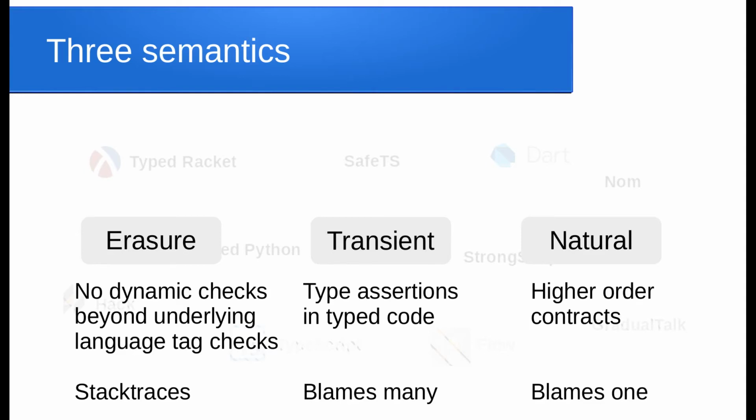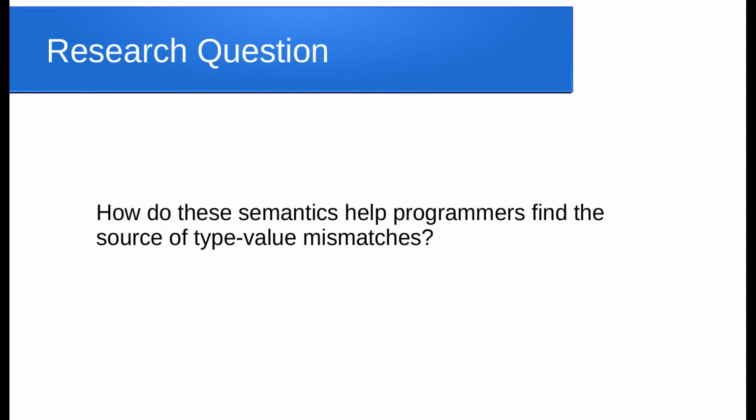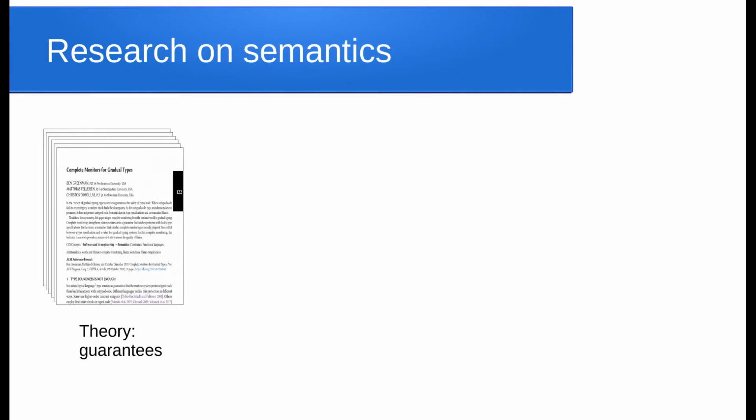In the face of these 3 semantics, I want to pose a research question. How do these semantics help programmers find the source of type-value mismatches? Of course, this question has been investigated before. From extensive theoretical work developing and analyzing the semantics, we've learned that the semantics offer different kinds and degrees of guarantees for detecting type-value mismatches and for blame. But it does not tell us exactly how these guarantees translate into practical benefits for the working programmer.